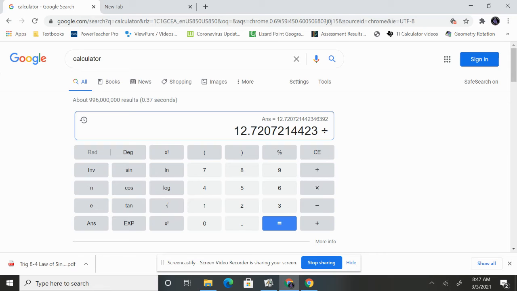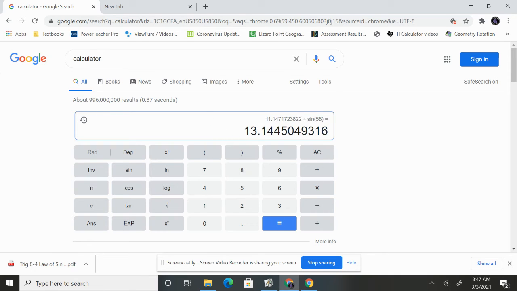The sine of, was it 58? No, I messed up. Let's try again. Sorry. So it's 15 times the sine of 48 is what we had. Let's divide that now by the sine of 58. I have my numbers backwards.